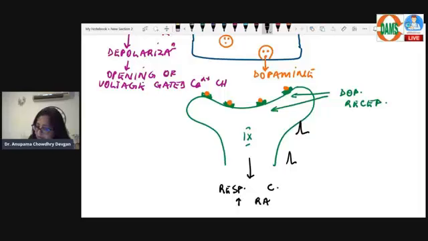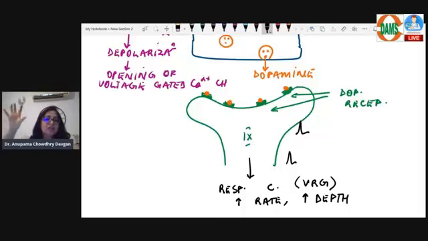And it will increase the rate, and it will also increase the depth of ventilation by affecting primarily the VRG. It now goes to the respiratory center, the ventral respiratory group of neurons, which have both I and E neurons. So these I and E neurons will now stimulate the motor neurons controlling the respiratory muscles, and there is increase in rate and depth of ventilation. Right? Please see this once again.